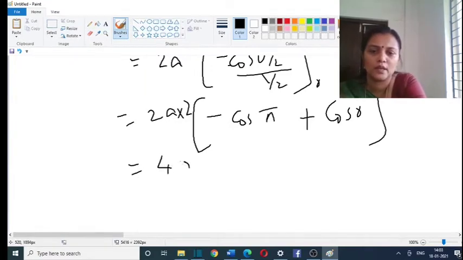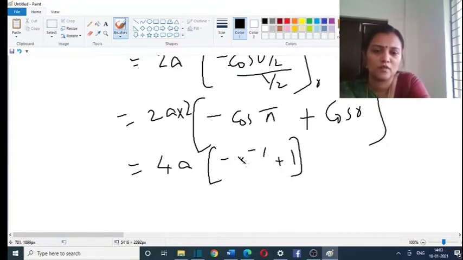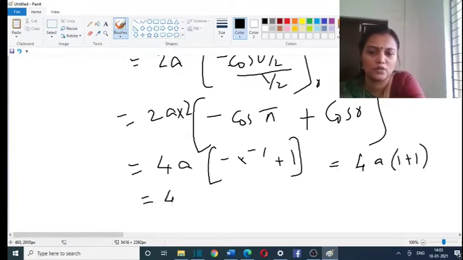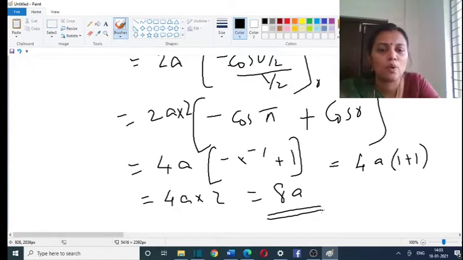So this is 4a into minus 1 plus 1. So this is 1. So 1 plus 1, 2. 4a into 1 plus 1, which is equal to 4a into 2 equal to 8a. So the length of the cycloid, arc of cycloid is 8a.